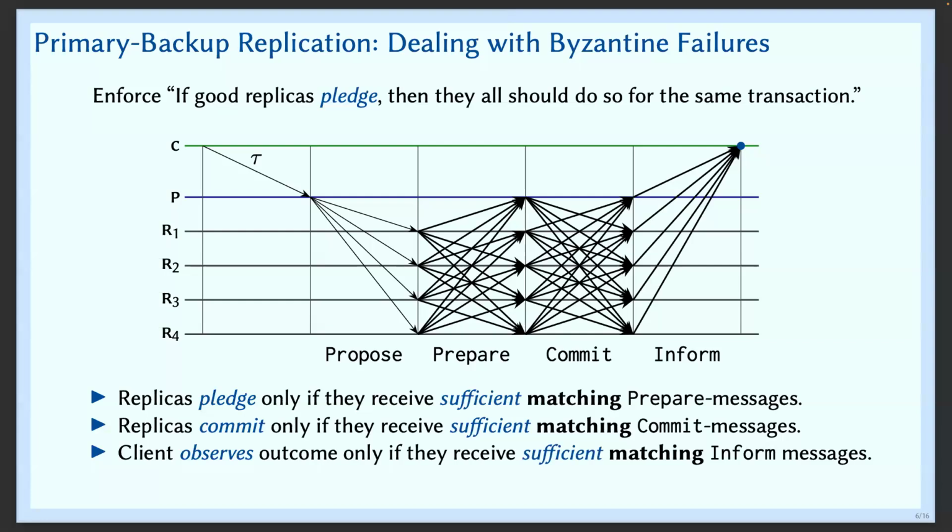Okay, so this is our famous diagram. Any question on this, or shall we move on? Is it clear why we have propose, prepare, commit, and inform? Those basic phases are now instilled in our mind. We can move on.